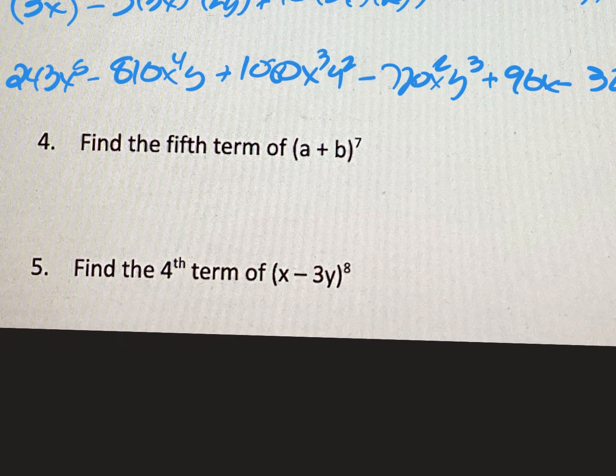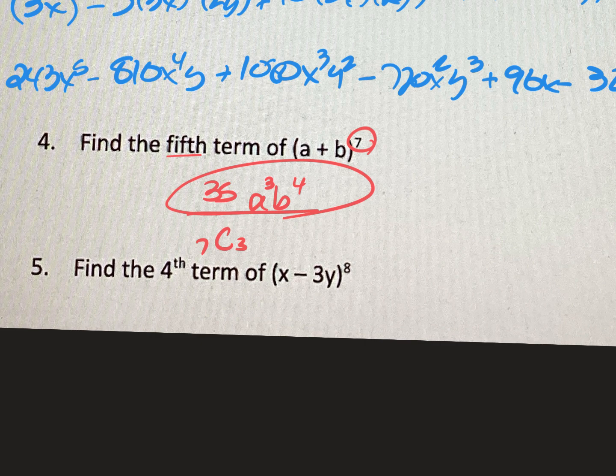Number 4, (a + b) to the seventh, find the fifth term. Remember, for the fifth term, the second exponent is 1 less than the term you're looking for, which means my second exponent is 4, and my first exponent is 3 because they must add up to 7. Got to figure out the coefficient in the front. I'm going to do 7C3, or you can do 7C4. It does not matter, you get the same answer either way. I'm getting 35 for my coefficient, and there's my answer.